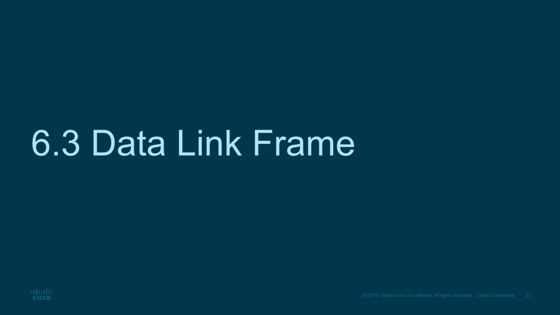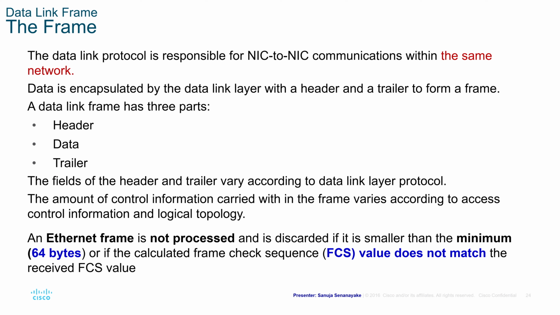Data link frame. The data link protocol is responsible for network interface card to network interface card communications within the same network. Data is encapsulated by the data link layer with a header and a trailer to form a frame. A data link frame has three parts: header, data, and the trailer.